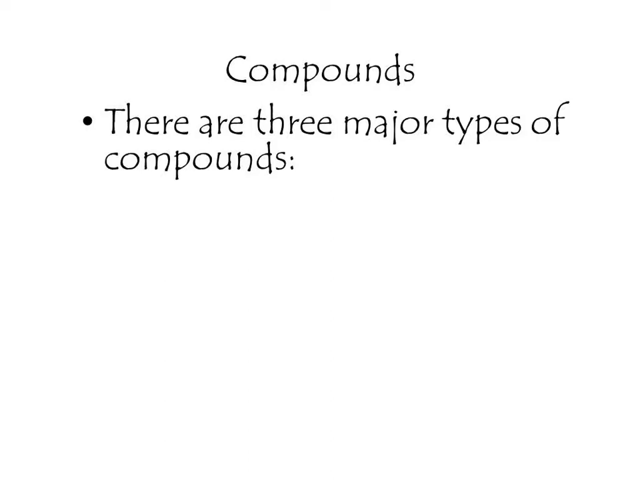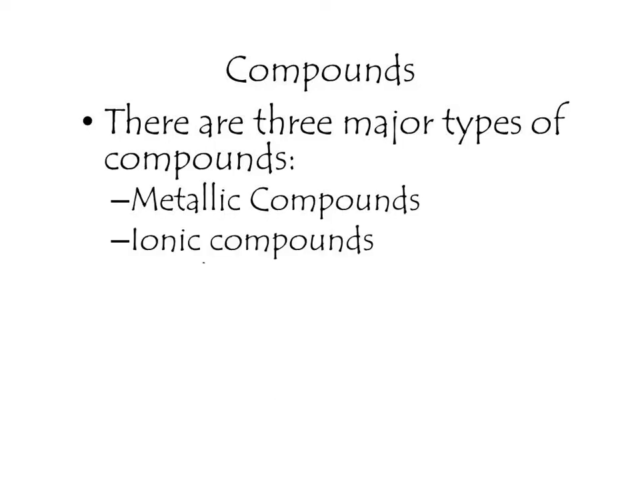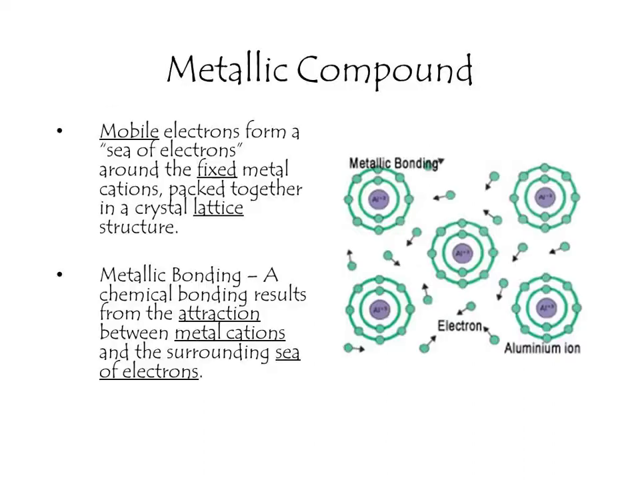So there are 3 major types of compounds that we're going to encounter. The first one are metallic compounds, the second are ionic compounds, and the third are covalent compounds. And so we're going to see the properties of each compound, and then we're going to finally talk about, in the next lecture, how to start naming these compounds and determining their chemical formulas based on the name.